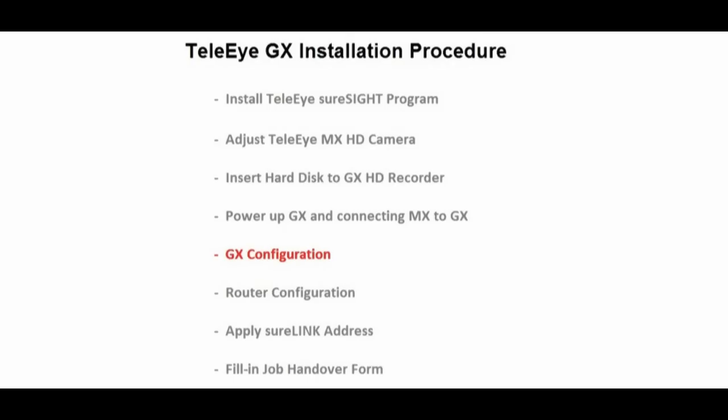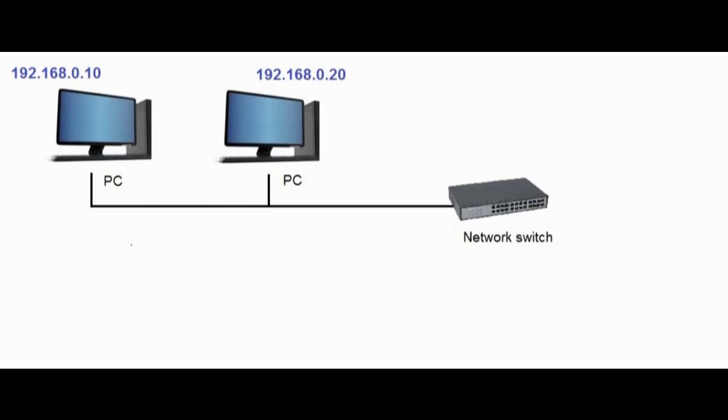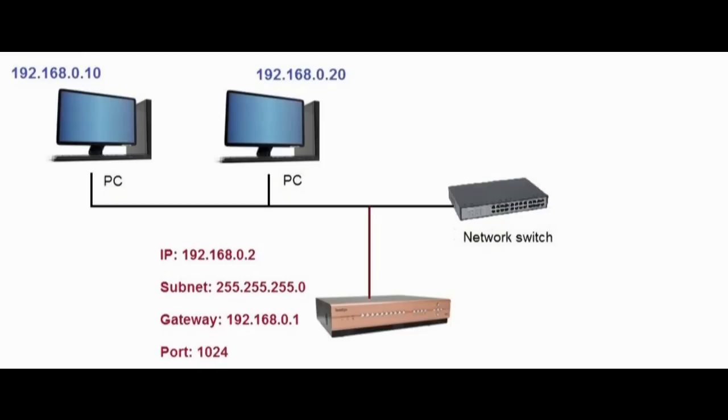So now we move on to GX configuration to set up the local network setting. Now we are going to set up the GX to connect to the office network. Please consult the system administrator to check for the network setting assigned for the GX, such as IP address, subnet, gateway, and port number.